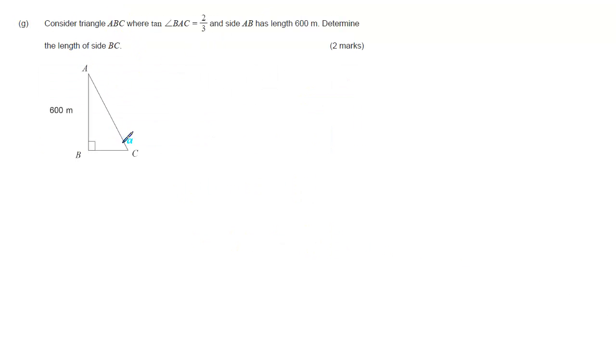We need to look at this triangle here, and we're told that the angle BAC, which is this angle here, is such that the tangent of the angle BAC is equal to 2/3. This side AB we can see has a length of 600, and we want to find the length of BC.